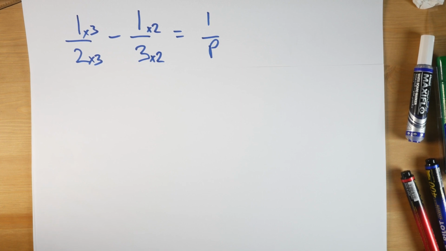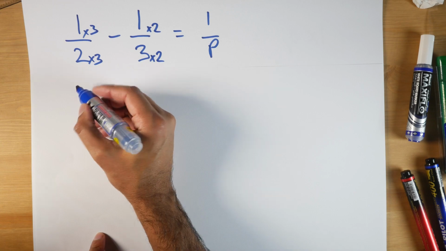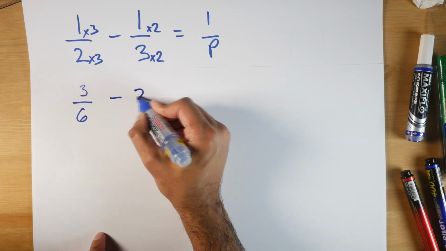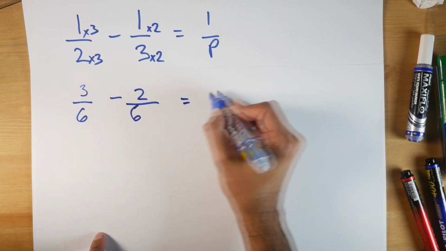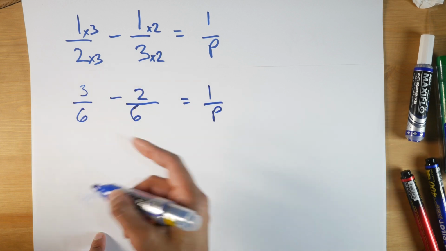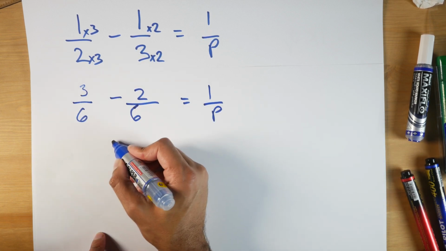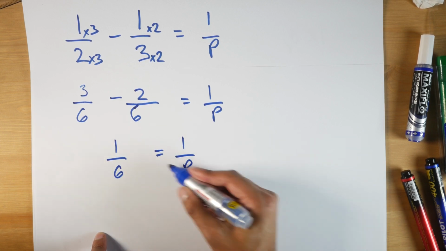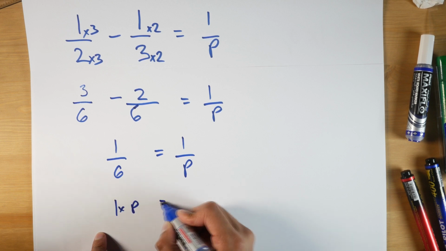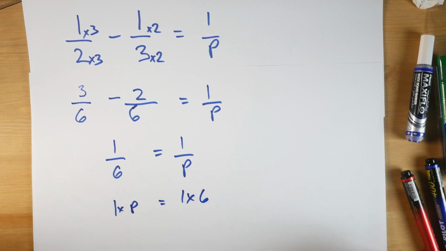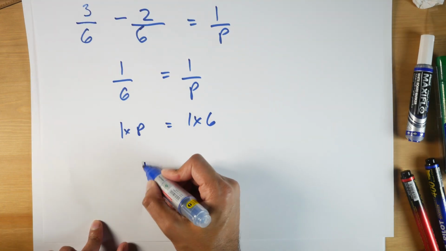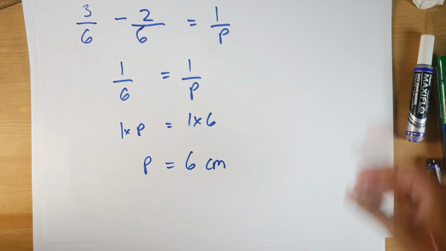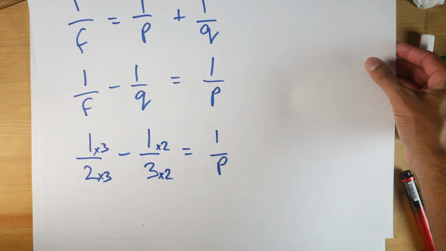So let's solve this part. We have 3 over 6 minus 2 over 6, which is equal to 1 over p. So let's work this out. 3 minus 2 is 1. So 1 over 6 is equal to 1 over p. You then cross multiply. 1 times p is equal to 1 times 6, which gives us p is equal to 6 centimeters. Nice and easy.